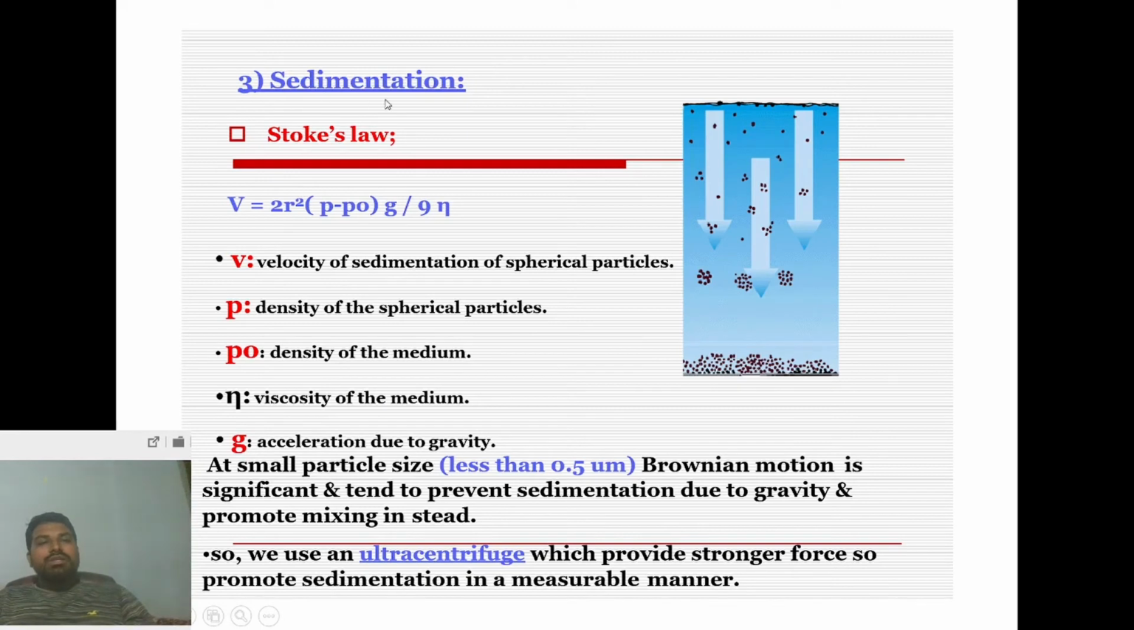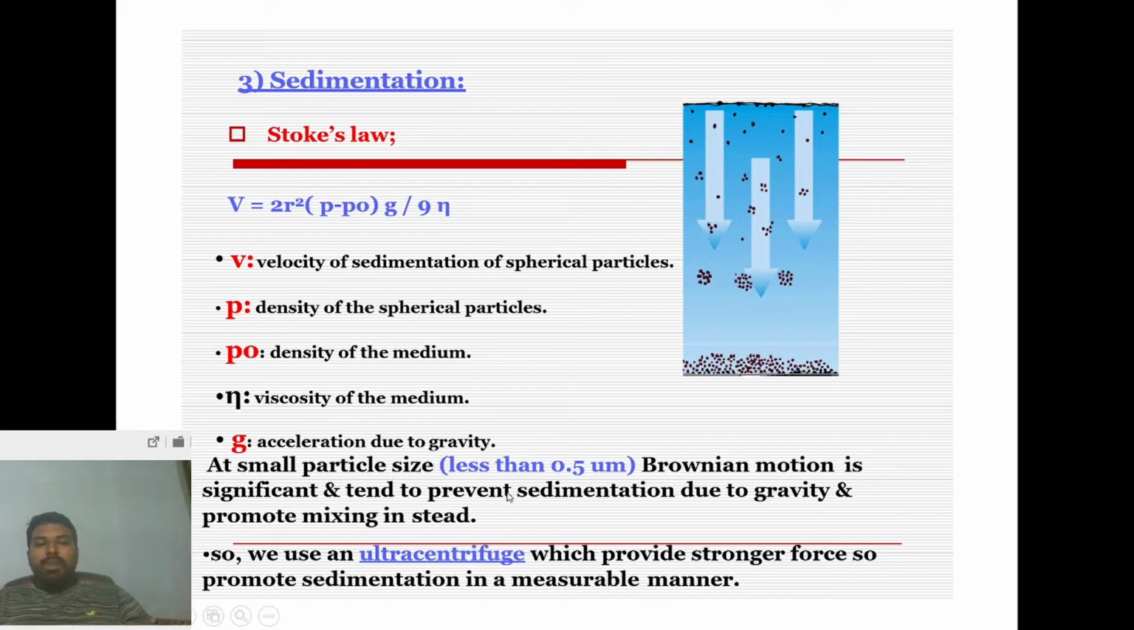Next is sedimentation. That is Stokes' law. V is equal to 2r square (rho minus rho0) g upon 9 eta. V is the velocity of sedimentation of spherical particles. Rho is the density of the spherical particles, rho0 is the density of the medium, and eta is the viscosity of the medium. g is acceleration due to gravity.